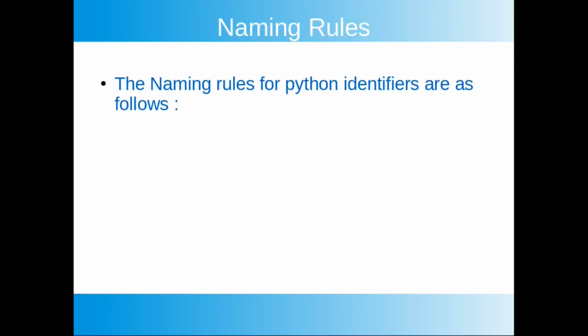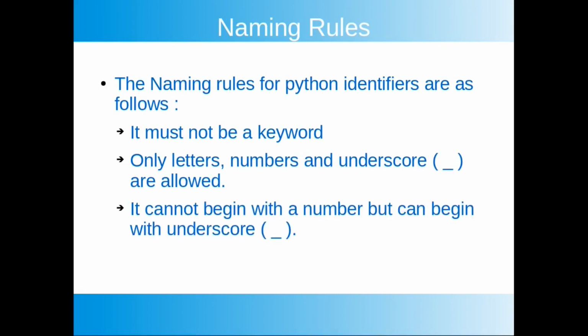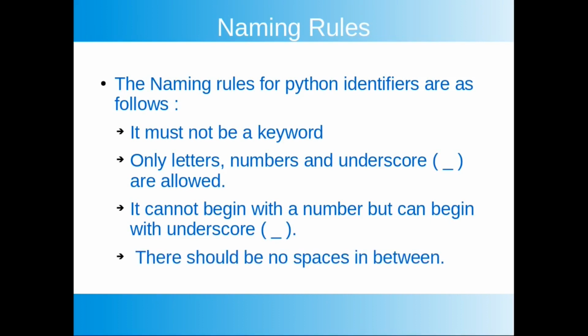Now in order to name the different parts of a program, that is be it a list or function or tuple, one has to follow certain rules which are as follows. Number 1, it must not be a keyword. Number 2, only letters, numbers and underscores are allowed. Number 3, it cannot begin with a number but can begin with an underscore. And number 4, there should be no spaces in between them.